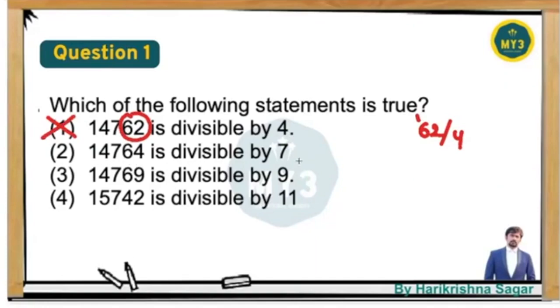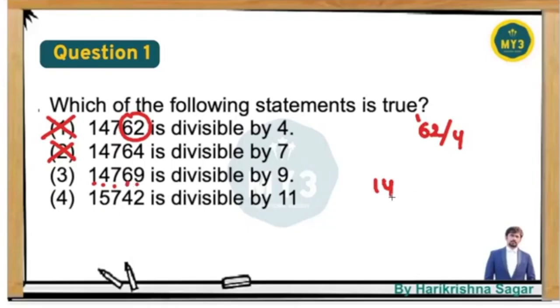So 7 divisibility. As of now, you can do it manually. 7 2s are 14, 7 9s are 63, so 64 is there, so this is also not divisible. And 9 divisibility, 1 4 7 6 9. It says which of the following statements are true, so if any one is true, it is fine.